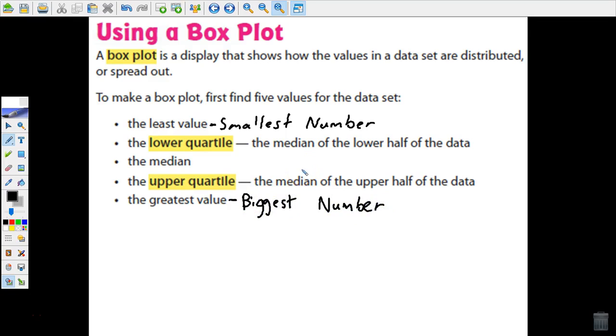Okay, so the median, easy. It's the median of all the numbers. So that's not a comma, that's this. Median of all numbers. So the lower quartile and the upper quartile are a little harder to find, but not that much harder. They are the median of the lower half of the data and the median of the upper half of the data.